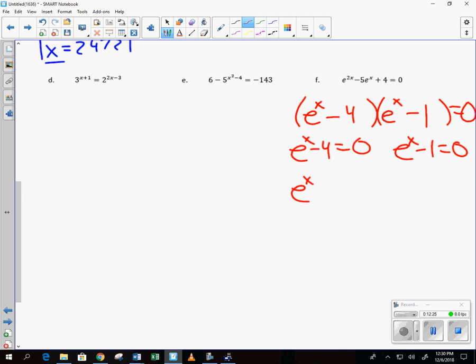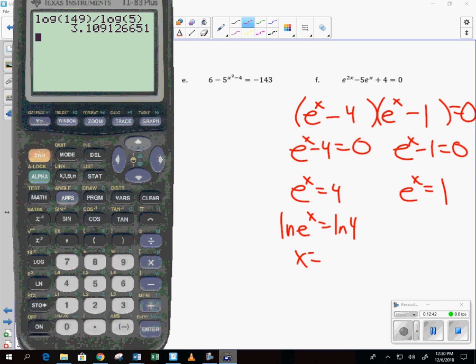So e to the x is equal to 4, and e to the x is equal to 1. Now what do I do to solve? Natural log both sides. So natural log of e to the x is equal to natural log of 4, or x equals whatever that is. 1.386.